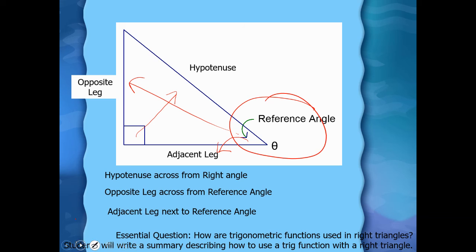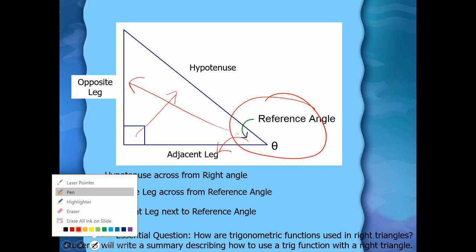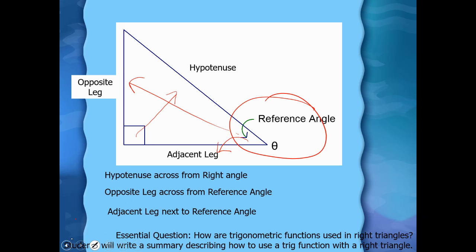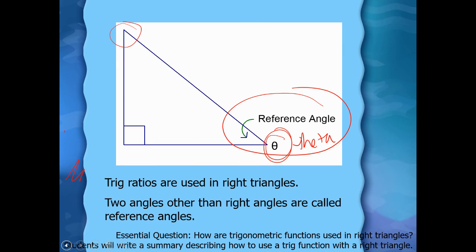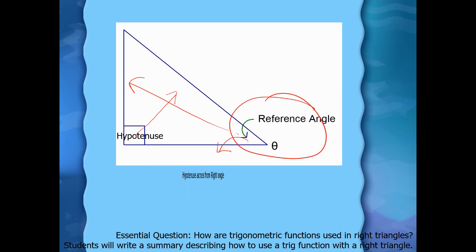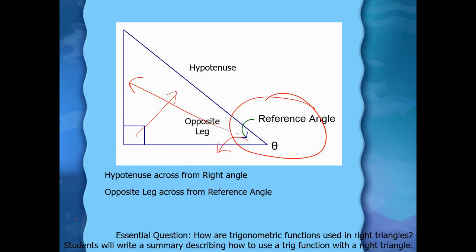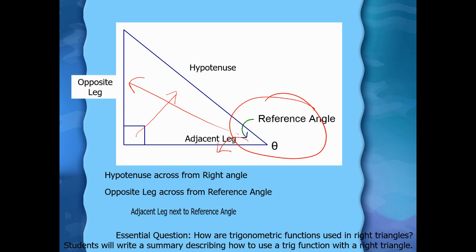All right, I'm going to try to figure out, oh, there it goes, to go back through the animation. Oh, I figured out how to change the color of the ink. Okay. I'm flipping back. All right, so I'm going to do that animation one more time. Across from the right angle, across from the reference angle, and next to the reference angle, so you can see where it landed.